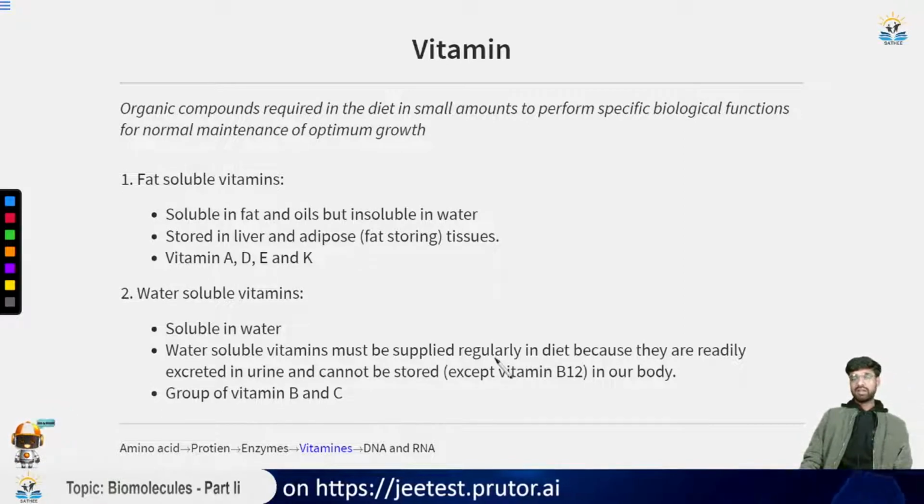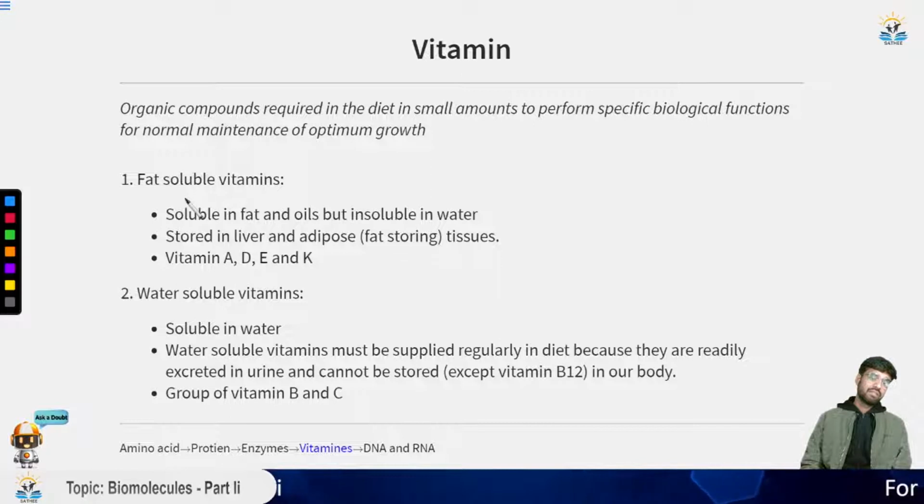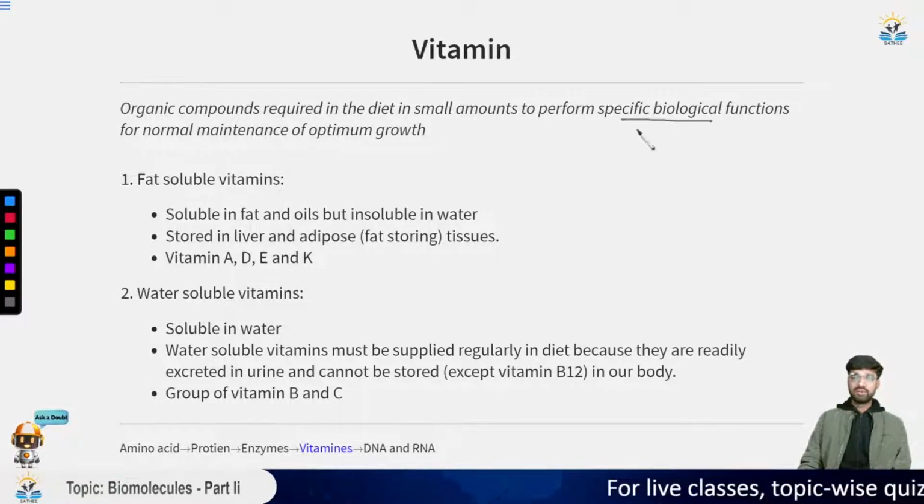Next, we have the vitamins. Vitamins were earlier considered to be amines only, which are vital for our survival. But later on, the definition was changed and replaced with a different one. Now, what are these vitamins? They are taken in small amounts in our diet to perform specific biological functions.